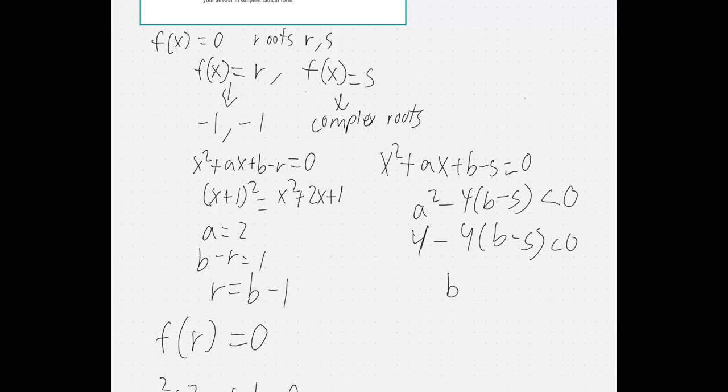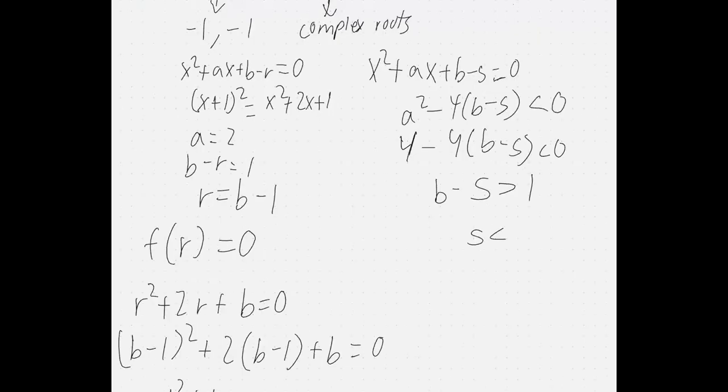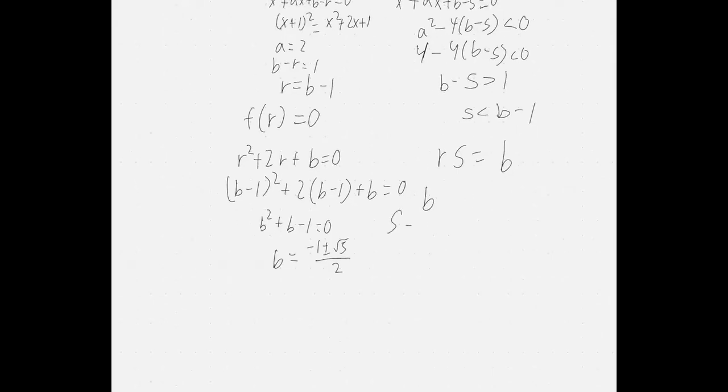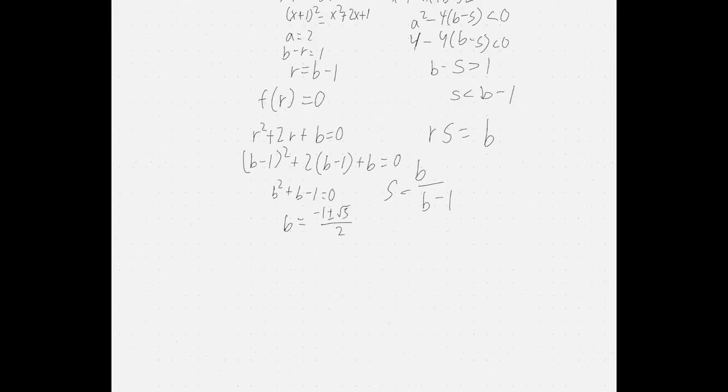And so we can use that to figure out whether b is positive or negative. Because from Vieta's, because R and S are the roots, we have RS equals b, the product of the roots. And we know that R is b minus 1. So S equals b over b minus 1. And so this is only going to be less than b minus 1 when b is positive. So we know that the value of b is root 5 minus 1 over 2.